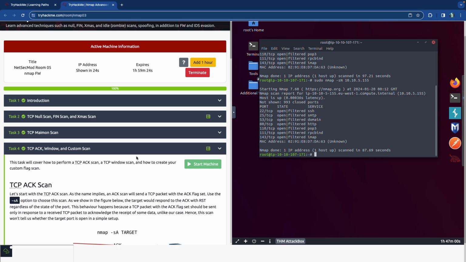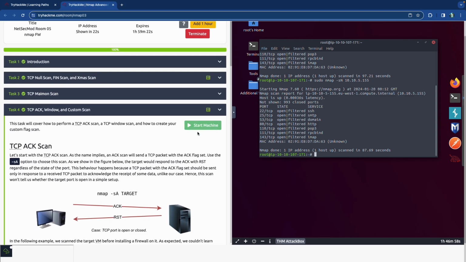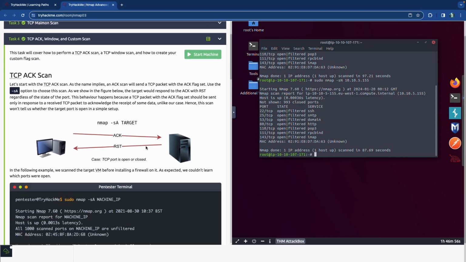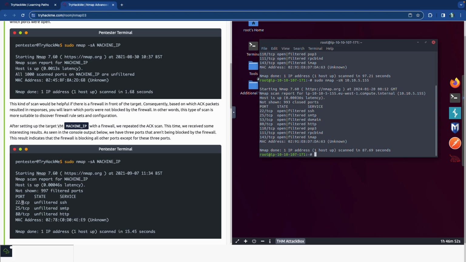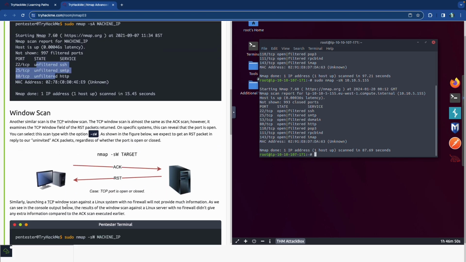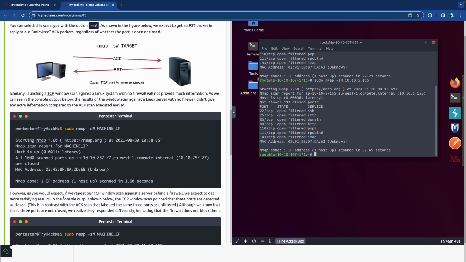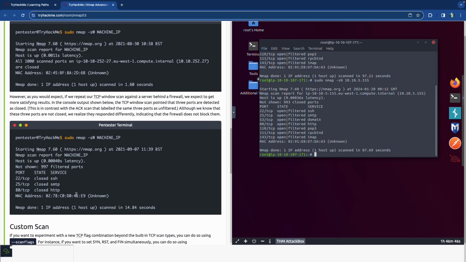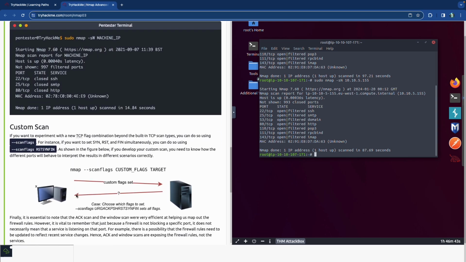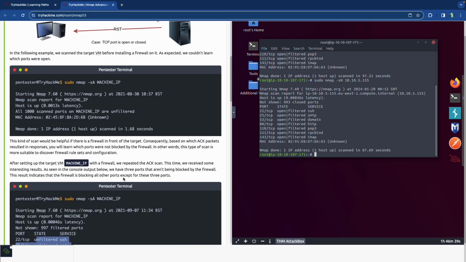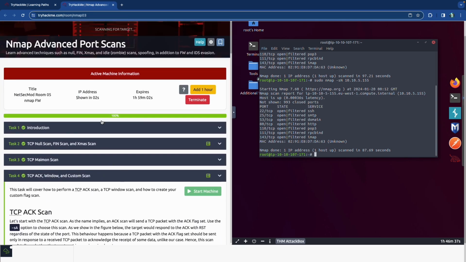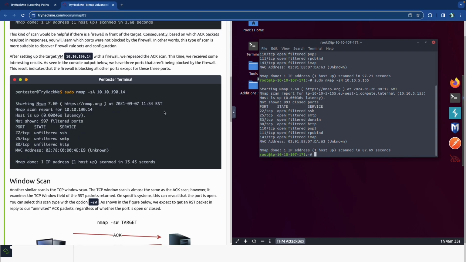So since this particular machine is going to be behind a firewall, the ACK scan should actually bring back a few ports that are unfiltered, right? As well as the window scan should bring back a few ports that are unfiltered or closed, excuse me. So we're going to run it and see how that whole thing runs. So what is the IP address? It's going to show up in 3 seconds, and there's the IP address.